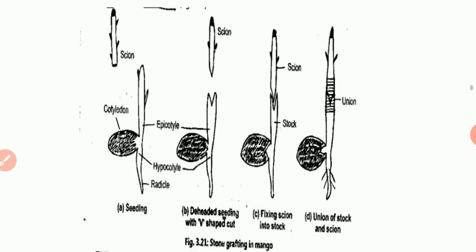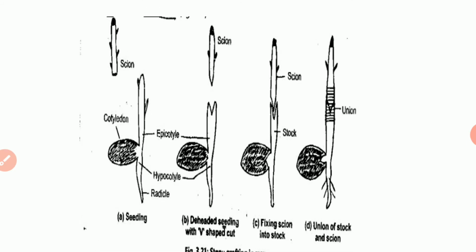Okay, so which is done in mango. Here we can see the scion. In a diagram here we can see the seedlings and scion. There is a presence of cotyledon. The upper part is epicotyl, the lower part is hypocotyl, and radicle, which develops into the root system.